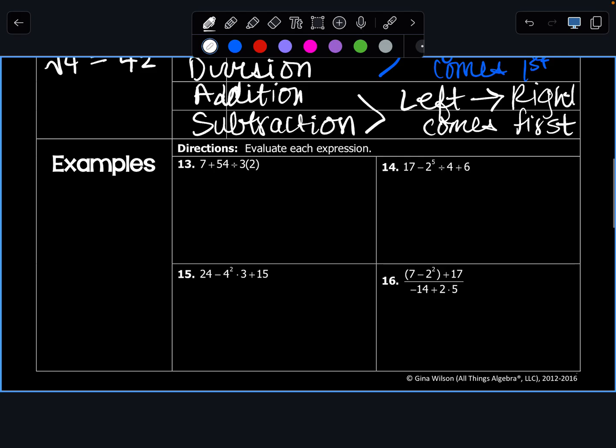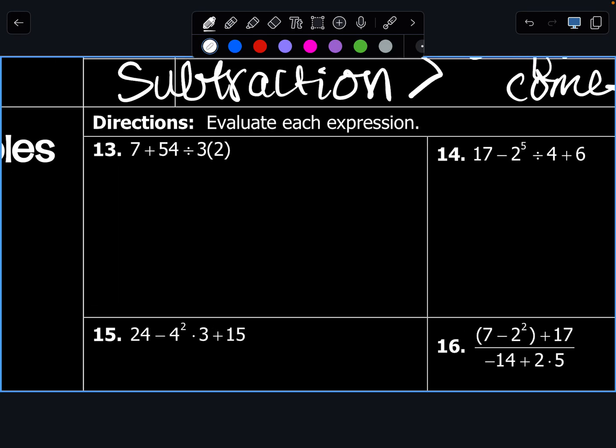So examples, our first one, number 13. 7 plus 54 divided by 3 times 2. What's our first step? 54 divided by 3, which is? 18. And make sure that you note the 2 is in parentheses here, but is there an operation inside? No, so all they're doing is grouping the 2 so that you know that it's not 32. Does that make sense? So then we move everything down.